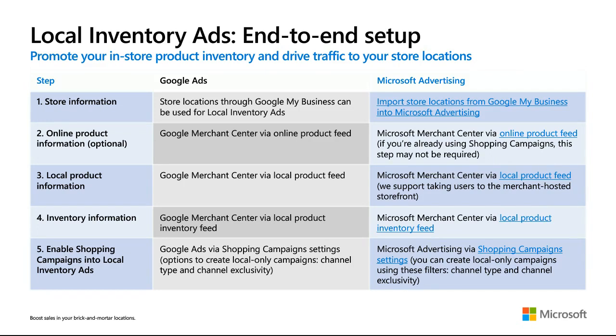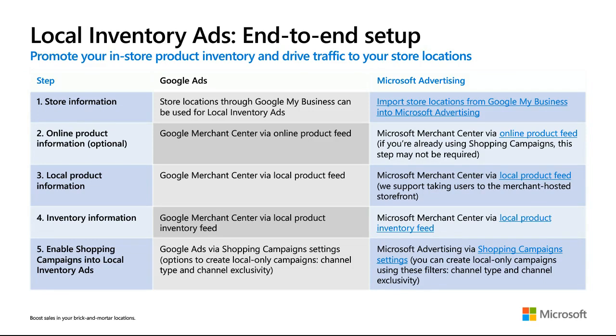You can choose from three options for your local product feed. The first is to automatically download the file from a URL. The second is to upload via FTP. And finally, you can manually upload the file. We currently support both a Bing-hosted storefront and a merchant-hosted storefront, as described earlier.